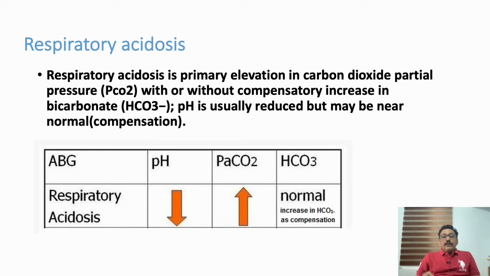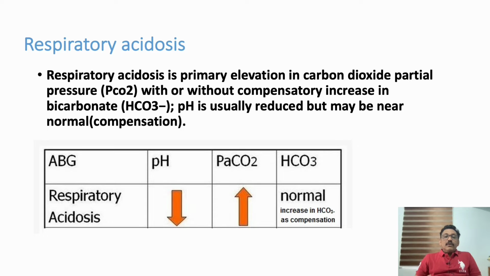Bicarbonate initially will be normal, but after some time it slowly increases as a part of compensation. So that is respiratory acidosis with compensation. This chart will explain what respiratory acidosis is and how it is compensated. For example, a patient who has COPD will have permanent hypoxemia and hypercarbia. When there is an exacerbation, PaCO2 increases to a very high level and pH reduces, causing respiratory acidosis.